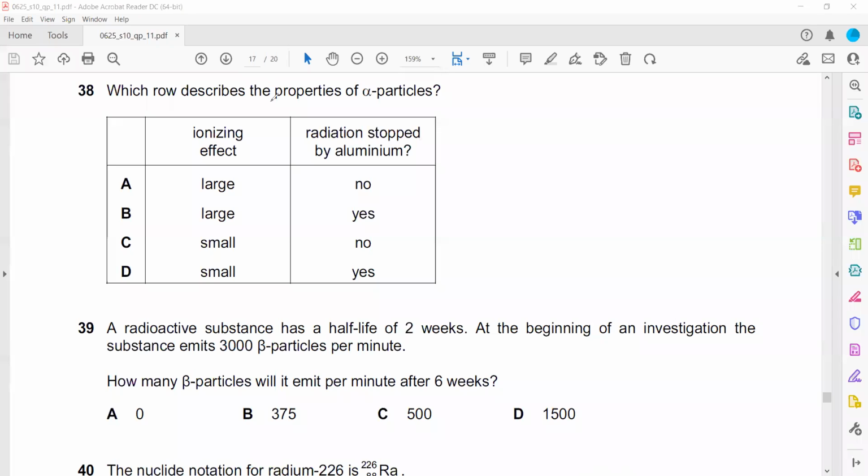So when we compare the ionizing effect, alpha particles have a greater mass and charge, so they will have a large ionizing effect. Radiation stopped by aluminum: yes, if paper can stop alpha, definitely aluminum can also stop alpha. So they have a large ionizing effect and they can be stopped even by paper, and air can stop them. So if you place aluminum, definitely it will stop these alpha particles.